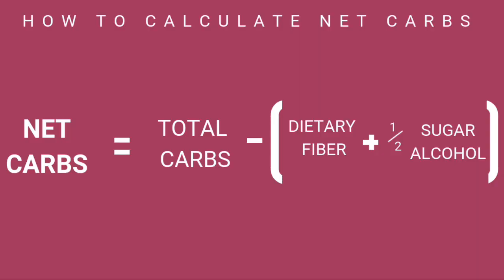So taking what we just learned about fiber and sugar alcohol and their potential impact on blood glucose response, it's a good rule of thumb to calculate them into the net carb equation to assure that you don't go over your carb intake for the day and inadvertently knock yourself out of nutritional ketosis. So this is what the equation would look like. Total carbs minus fiber plus half of your sugar alcohols equals your net carbs.